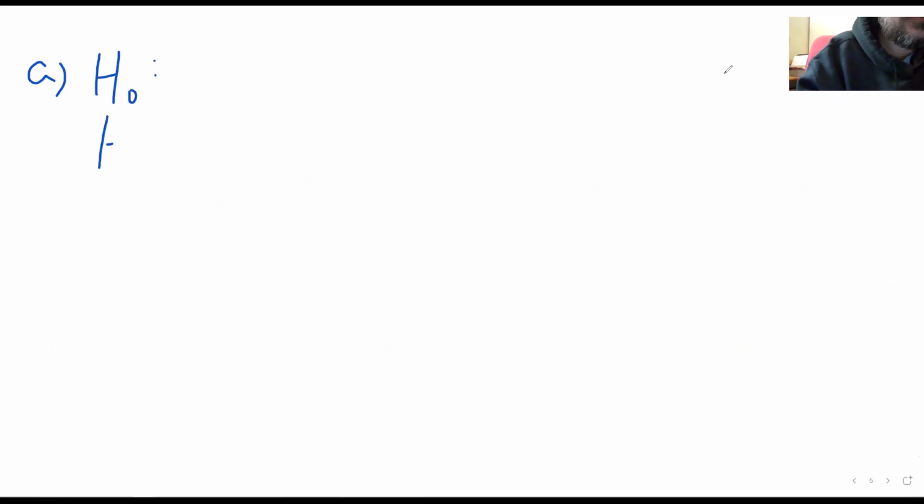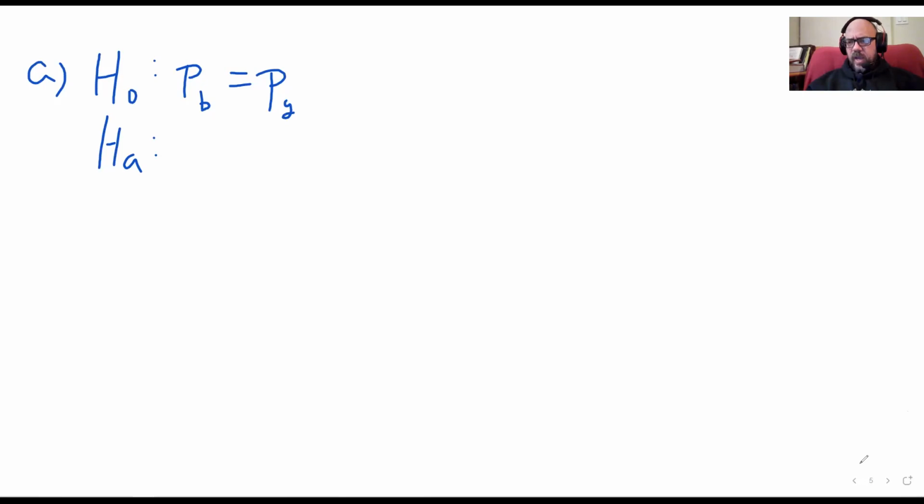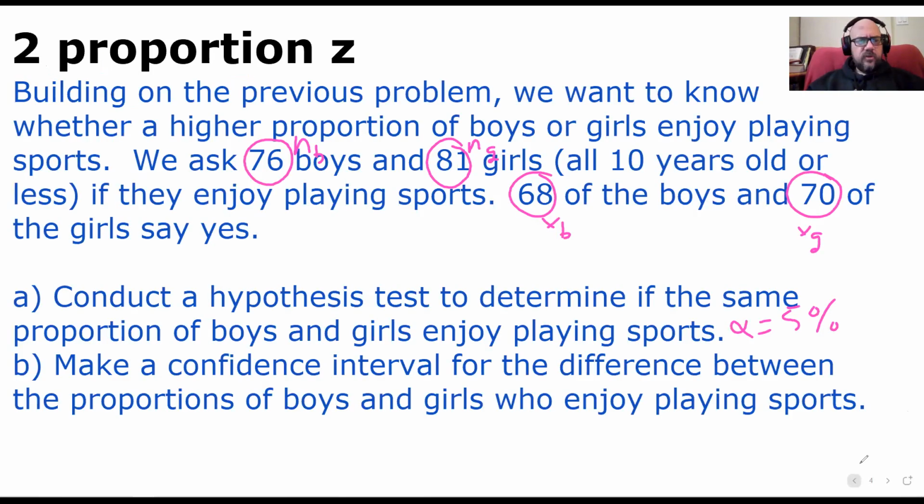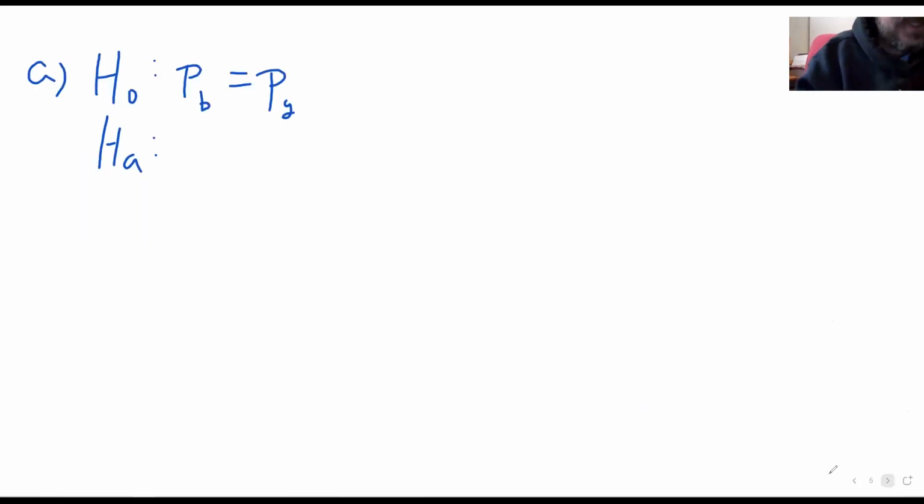Null hypothesis, alternative hypothesis. Our null hypothesis is going to be the proportion of boys that enjoy playing sports is equal to the proportion of girls that enjoy playing sports. Now, do we have a rooting interest here? If the same proportion of boys and girls enjoy playing sports, it's not implied. So that tells me that my alternative hypothesis is going to be not equal to again. And this is going to be a 2 prop Z test.